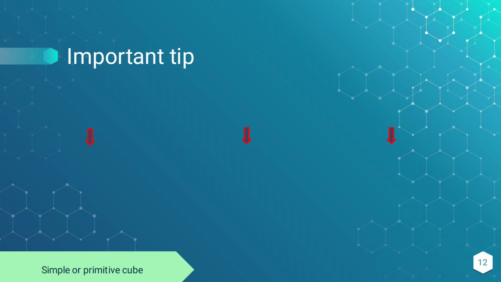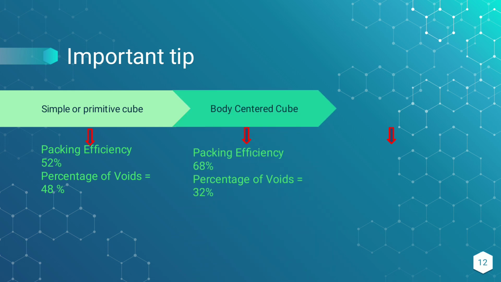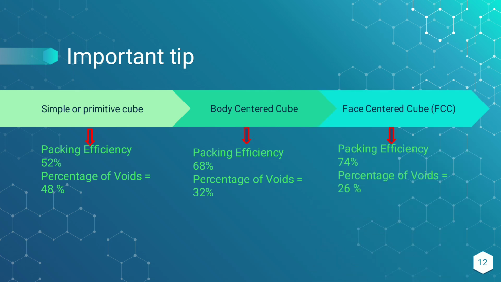Now, the nutshell of today's talk. For a primitive or a simple cube, packing efficiency 52%, percentage of void 48. For a BCC, packing efficiency 68%, percentage of void 32. For an FCC or a CCP, packing efficiency 74 and percentage of void 26.